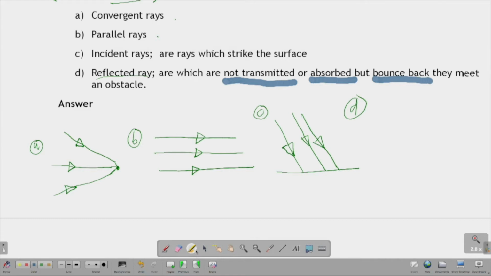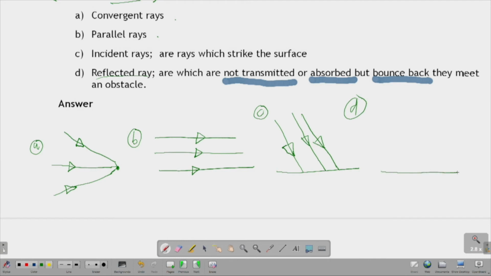So we said that sometimes light can be transmitted, right? It can pass through the object to go to the other side. So if the ray is reflected, it means that it's not transmitted. It bounces back. It goes away from the surface. If we have any obstacle, it doesn't have to be a surface. It could be a window, it could be a glass, it could be anything.